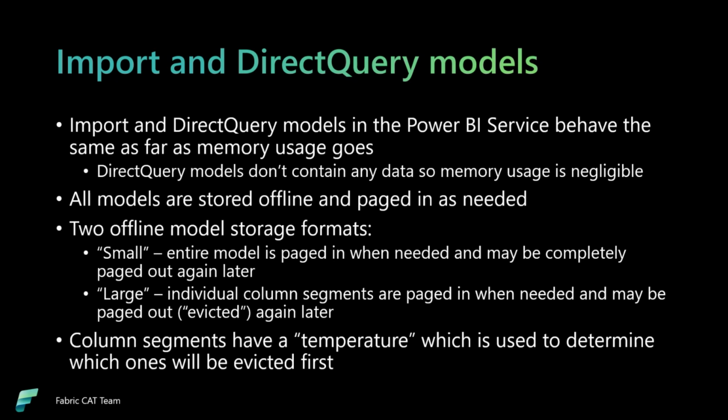How do we know which columns will get paged out first? Each column has a property, which we'll see in a moment, called a temperature. That temperature rises when it gets used. If it doesn't get used, it will slowly decrease. And it's the columns, the segments with the lowest temperature, which are probably going to be the ones that get paged out.